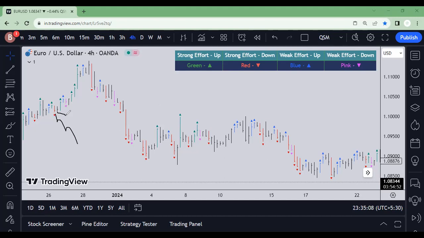The very next bar is a neutral bar. Neutral bars are quite essential for us because they give us an idea. If this is the case, and after that a neutral bar is forming, that means this is not what it appears to be. This is something different.